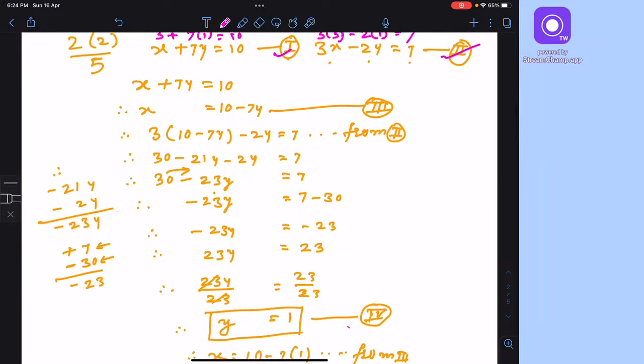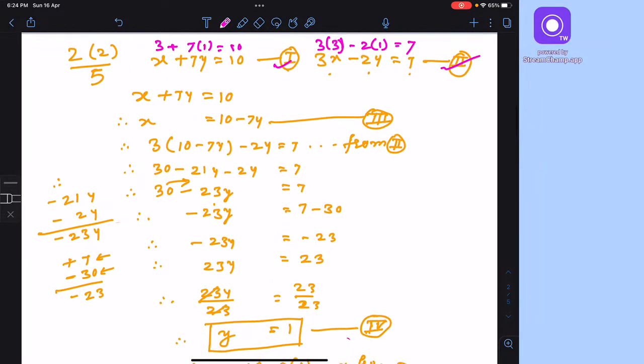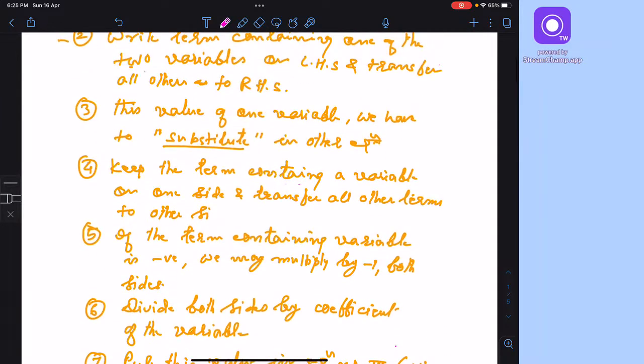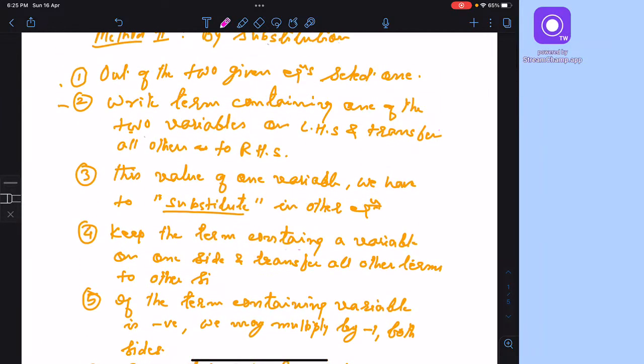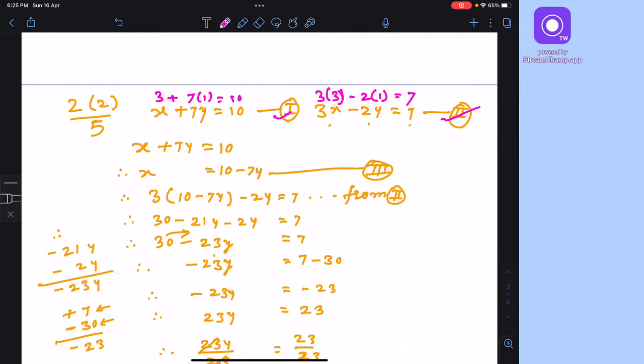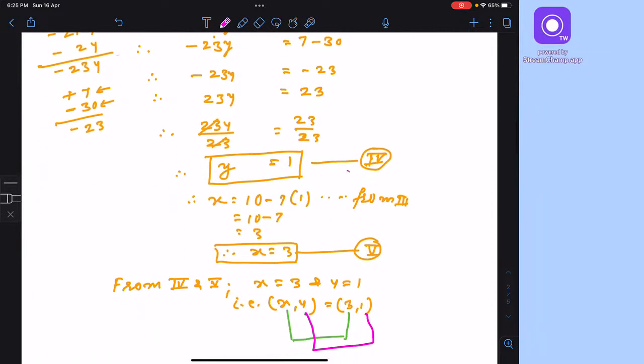Now, same thing I am doing for your satisfaction here by selecting some other thing. Okay, here what was the first? Out of the two given equations, select one. Which one had I selected here? X plus 7y is 10. So I had selected 1. Okay. Now I will select 2 and I will show that the same answer comes.